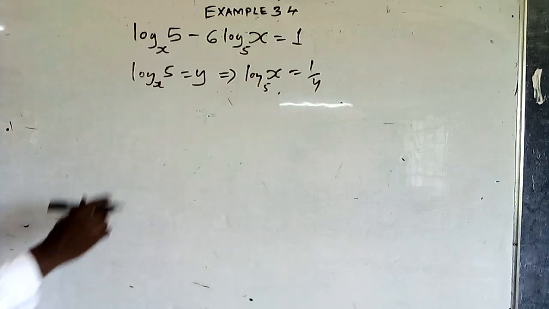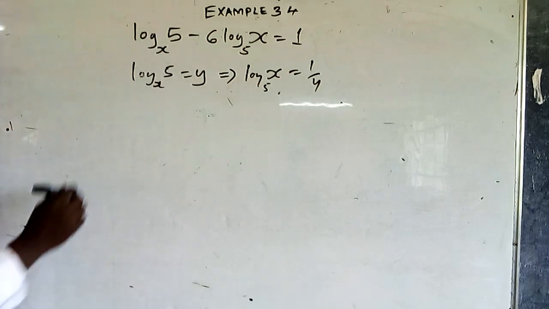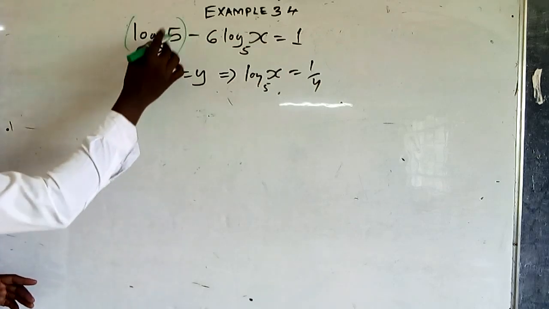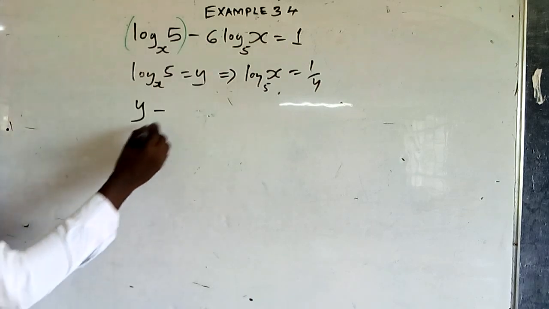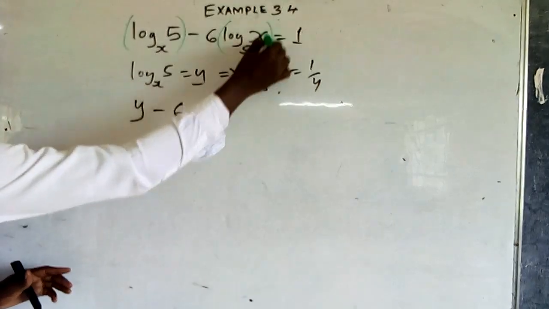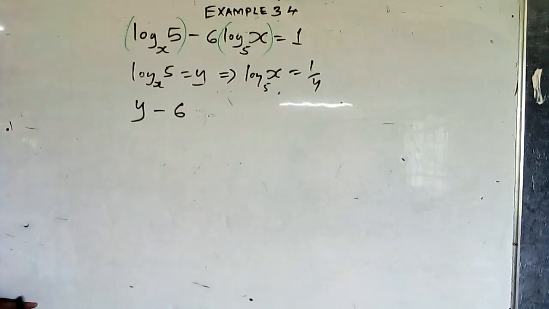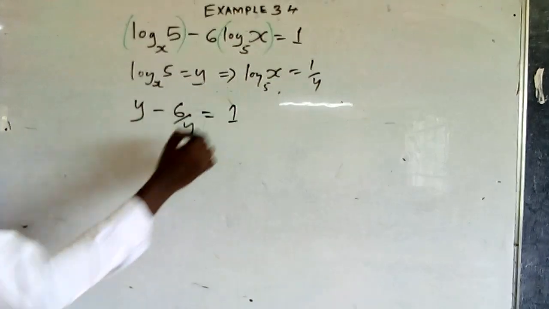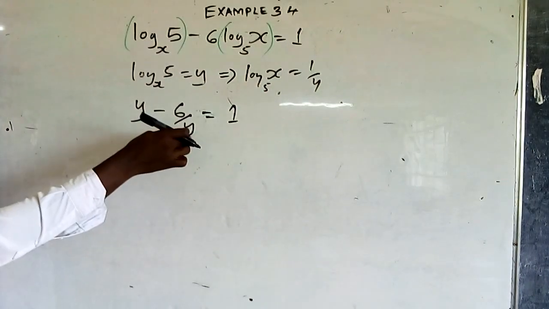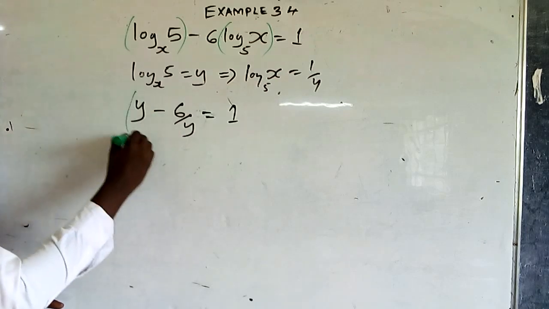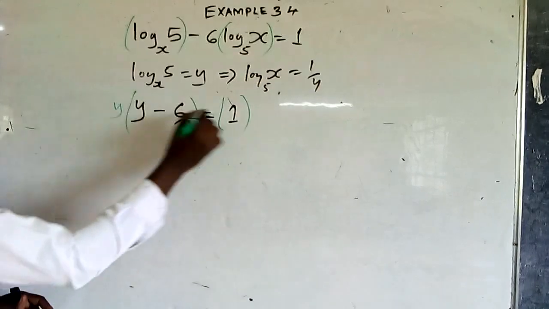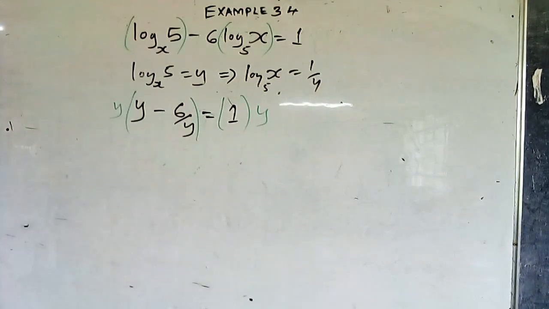So from that, what do you have? Do the substitution. Where there is log 5 to base x, you put y, then we have y minus 6, where there is log x to base 5, you put 1 over y. So 6 times 1 over y is 6 over y, equals 1. So we have y in the denominator, meaning we multiply both sides of the equation by y to get rid of this denominator.